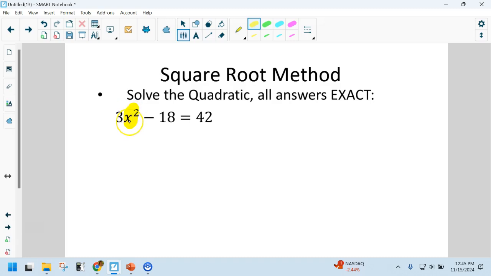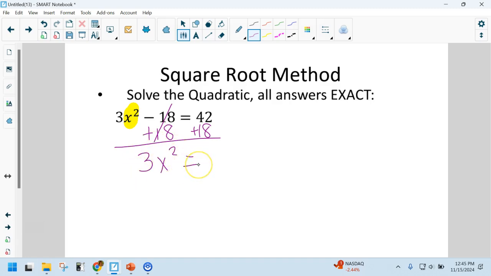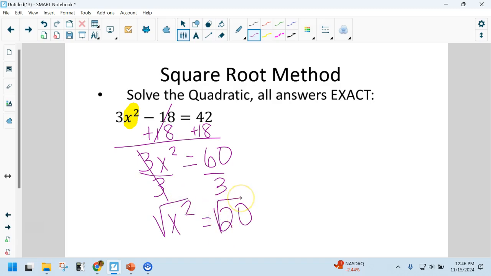Okay. So this problem is nearly exactly the same. I have this x squared term right here that I want to get by itself, and so the first thing I'm going to do is add 18 to both sides. When I add 18 to each side, I still have that 3x squared, but now it equals 60. Then I'm going to divide both sides by 3 because I'm trying to get that squared by itself, and once I have that squared term completely alone, that's when I can square root both sides.